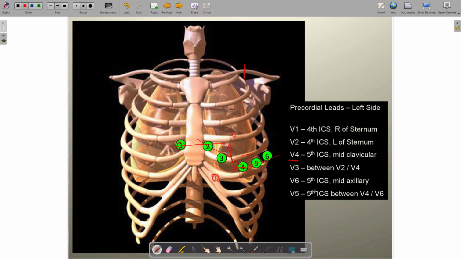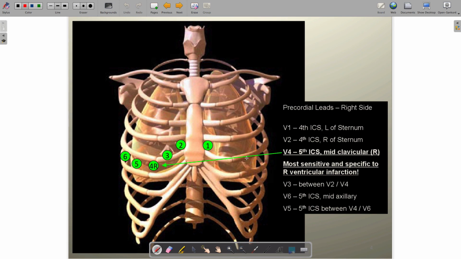Next one to go is V6. This is the mid-axillary, all the way on the same line as where the armpit is. At the 5th intercostal space, you drop V6, and then again, draw yourself a perfectly straight line, and that's where V5 goes. We don't put V5 down here. We don't put it up here. It goes right in line with that V4 and V6.